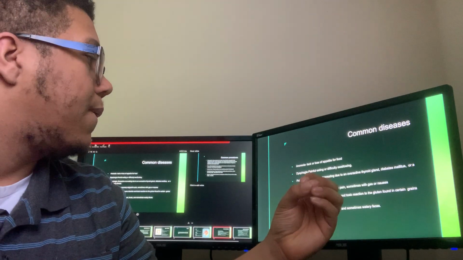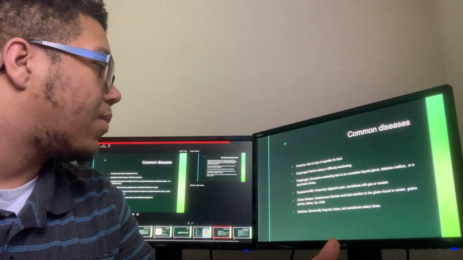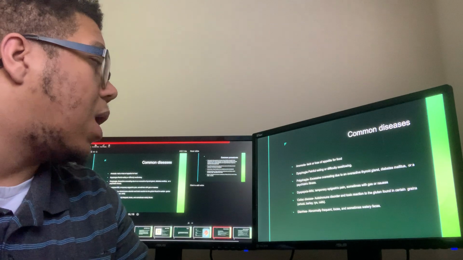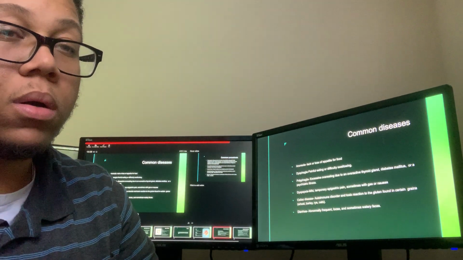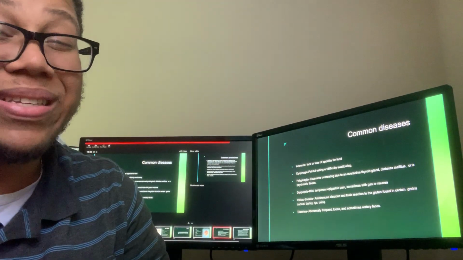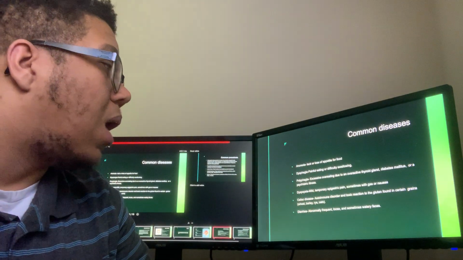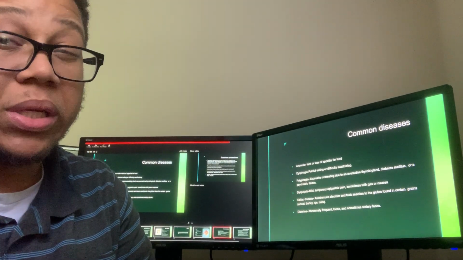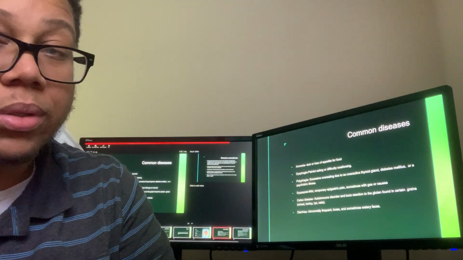Dyspepsia is a mild, temporary indigestion, sometimes with gas and nausea. And then we also got diarrhea. That's a normal one that comes with this. Basically, it's abnormally frequent loose and sometimes watery feces. And celiac disease is an autoimmune disease and a toxic reaction to gluten, as found in certain grains like wheat, oats, and stuff like that.